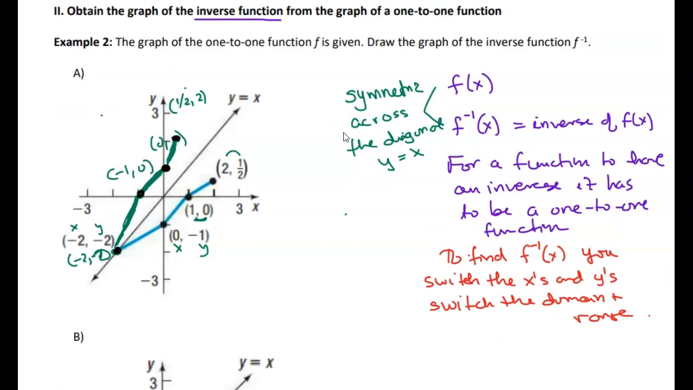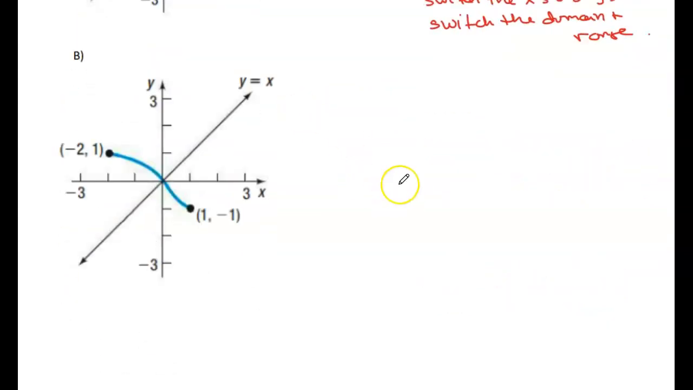If you look along the diagonal line y equals x, then you can sort of see the points across from it. So it's the same distance from that line of symmetry to f of x as it is to f of -x. Alright, let's look at this one.